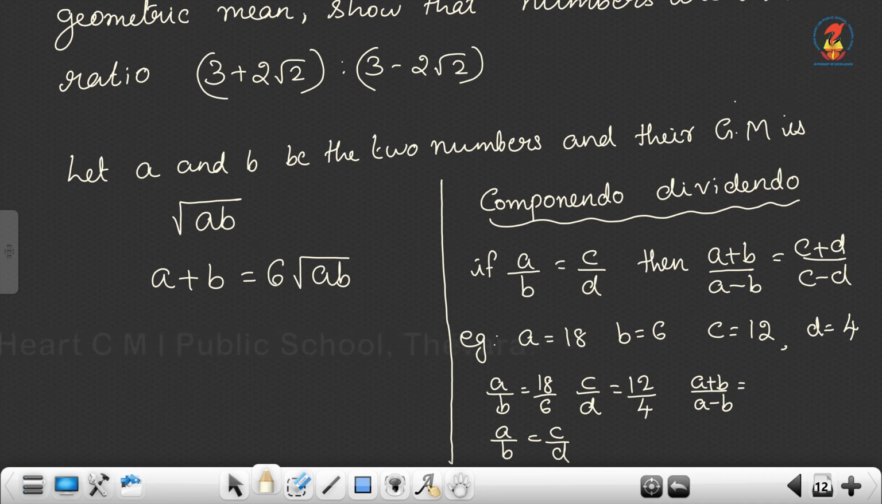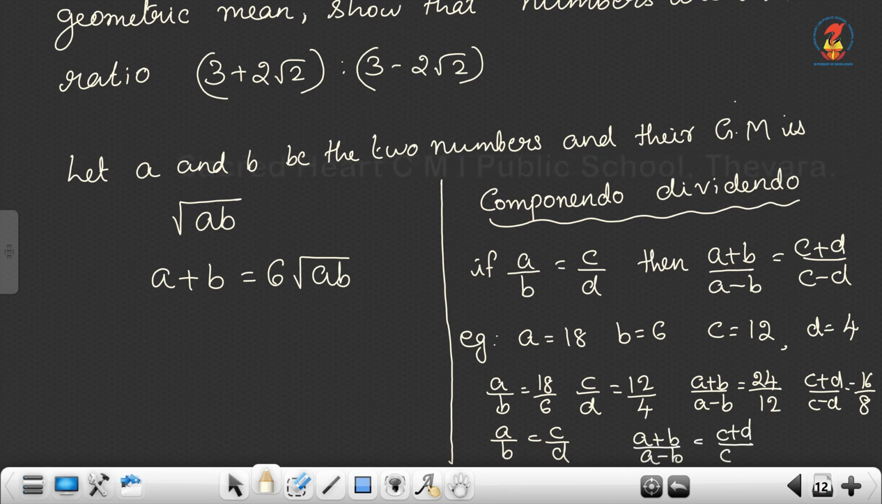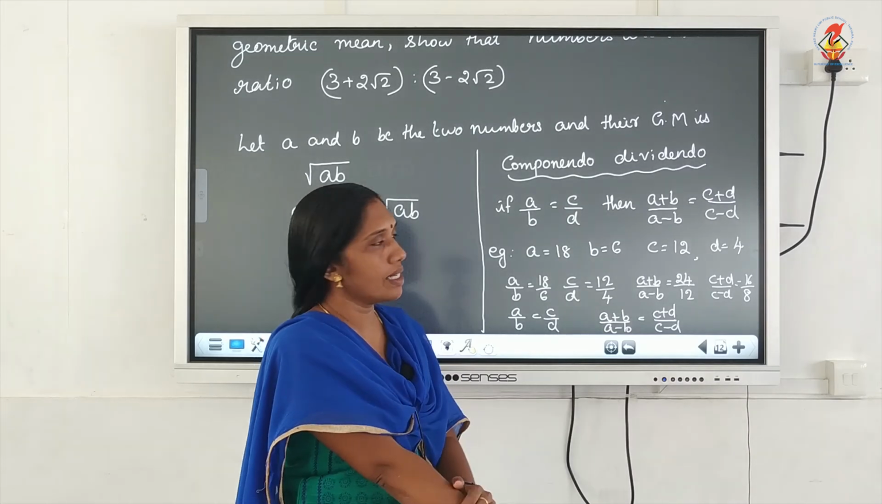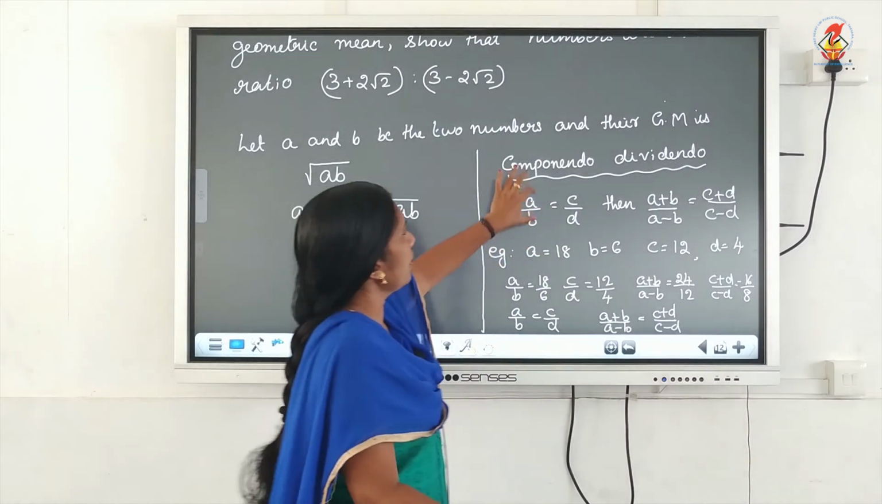Now what about a plus b by a minus b? You have to add 18 plus 6, which is 24, and 18 minus 6 is 12. Now what is c plus d and c minus d? 12 plus 4 is 16, and 12 minus 4 is 8. 24 by 12 is 2, 16 by 8 is also 2. So a plus b by a minus b is the same as c plus d by c minus d. There are many properties like this. That is not in the CBSE syllabus, but it is in ICSE. But for finding the ratio you can use this property.